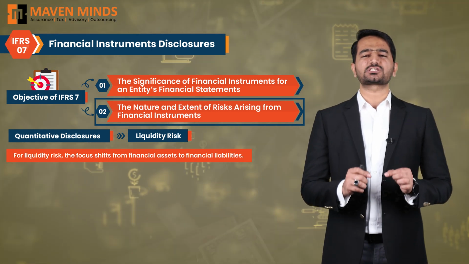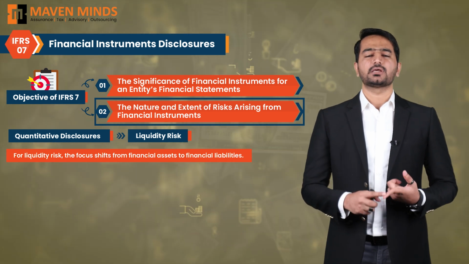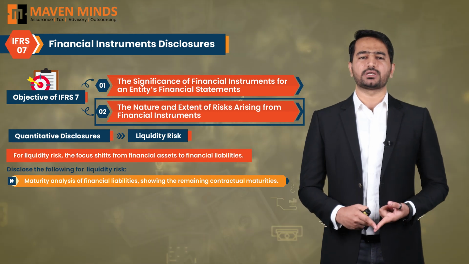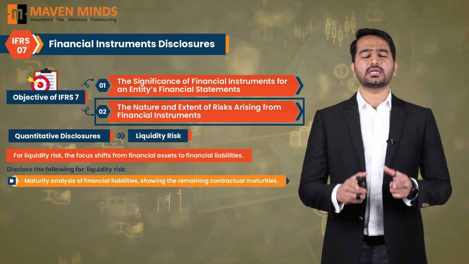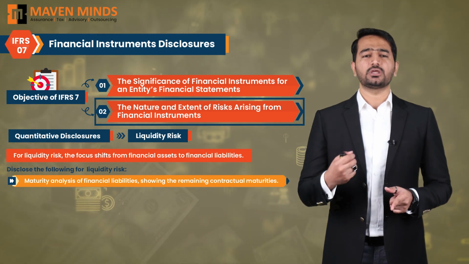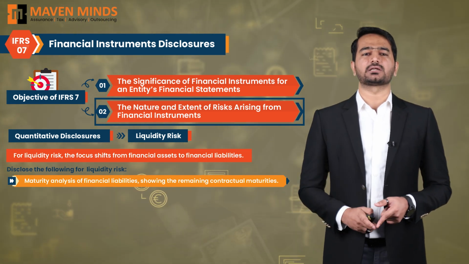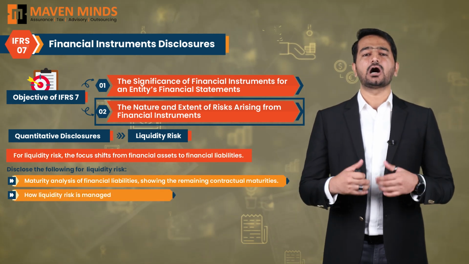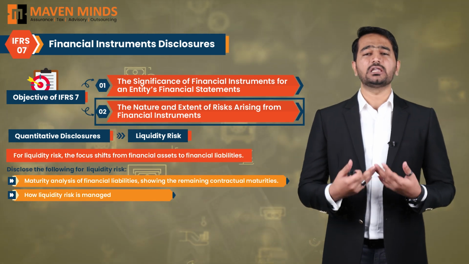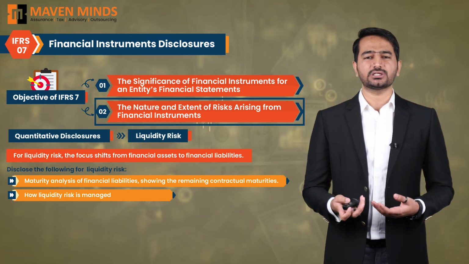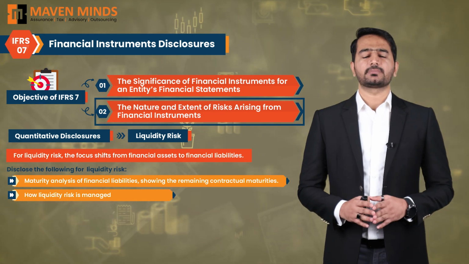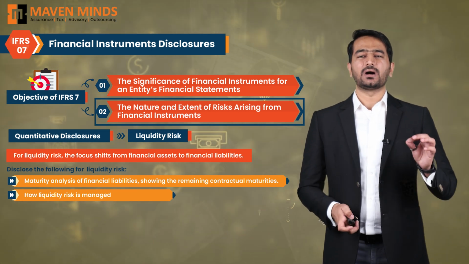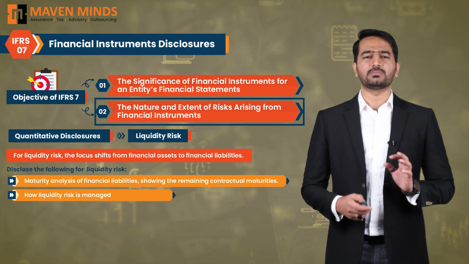Here is what you need to disclose for the liquidity risk. Number 1, maturity analysis of the financial liabilities, showing the remaining contractual maturities. This means you will need to break down your liabilities by the due date, showing when each liability is expected to be settled. And number 2, how you manage liquidity risk. Explain how you ensure that you have enough cash or liquid assets available to meet your obligations as they fall due. Listen carefully. The key point here is that credit risk relates to your financial assets, while the liquidity risk focuses on your financial liabilities.